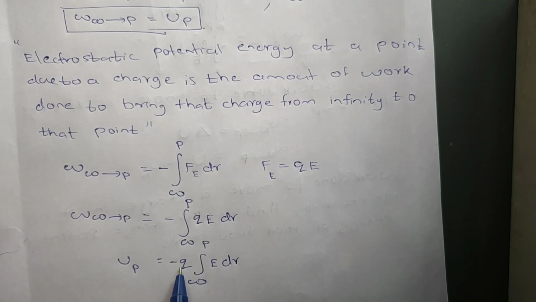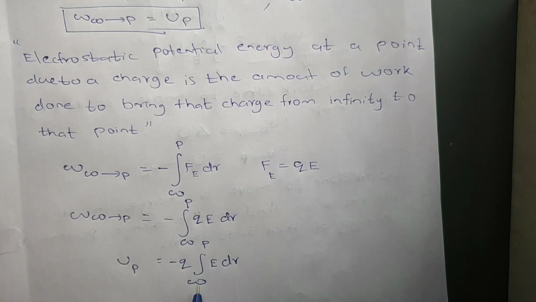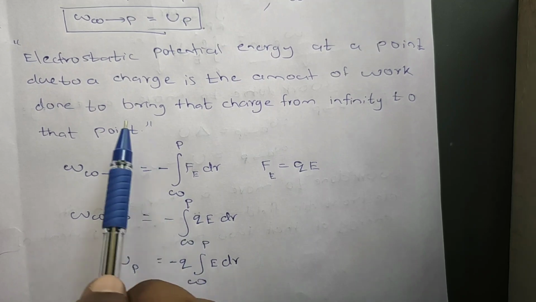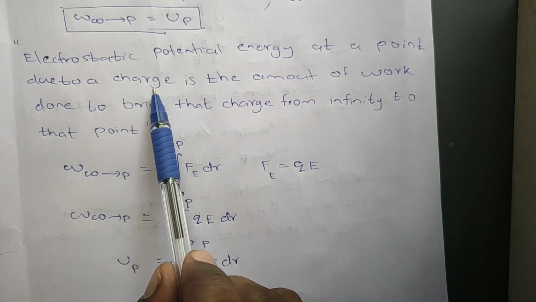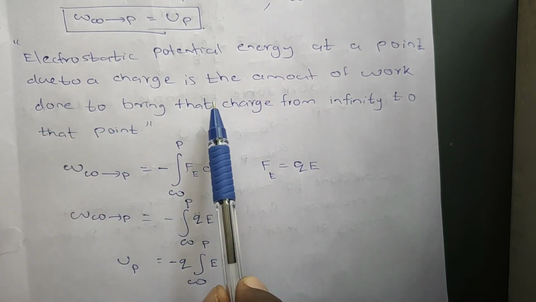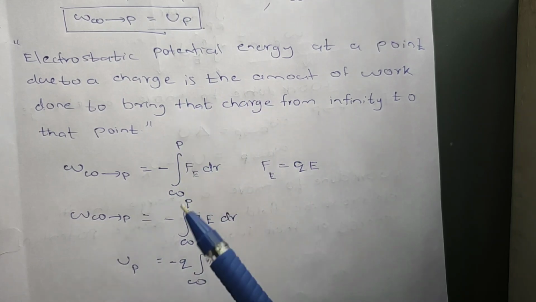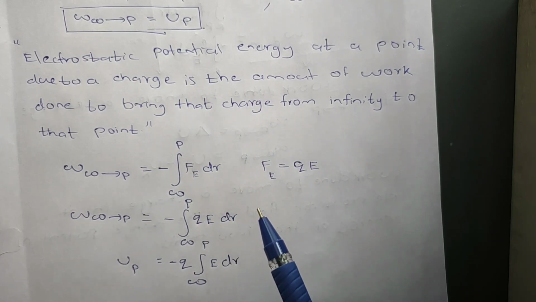That is, it depends upon the charge Q. Clear? This value depends upon the charge. Here, if we bring a charge Q1, what happens? This formula becomes minus Q1 times the integration of E dot dr. So that's why in the definition it says: electrostatic potential energy at a point due to a charge is the amount of work done to bring that charge. So this quantity depends upon what charge we are bringing. So that is about electrostatic potential energy.